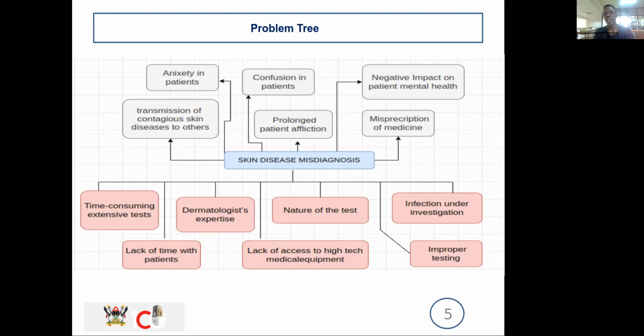For example, the picture previously shows an individual using a test tube to carry out diagnosis, and as a result, this leads to confusion in patients. Confusion results because the patient has received the prescriptions, but the prescriptions are not really working the way they wanted. Anxiety, because the results which patients are anticipating are not really showing, or they're not really working. And prolonged patient affliction in all that.